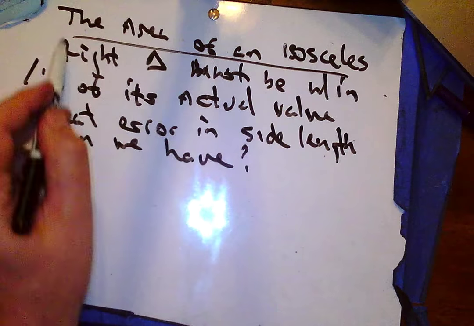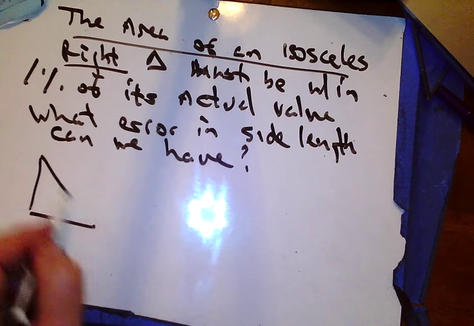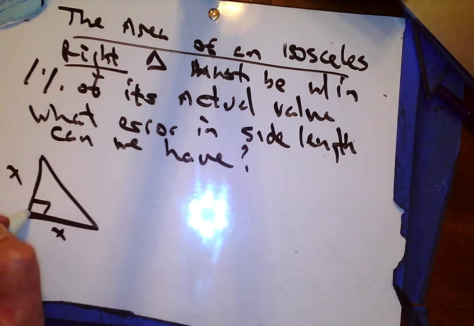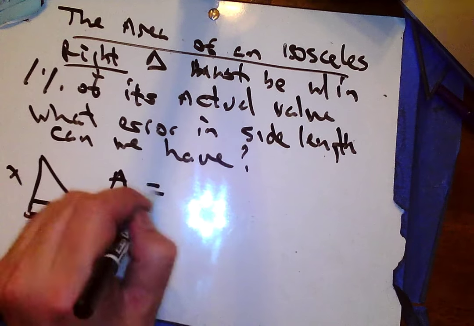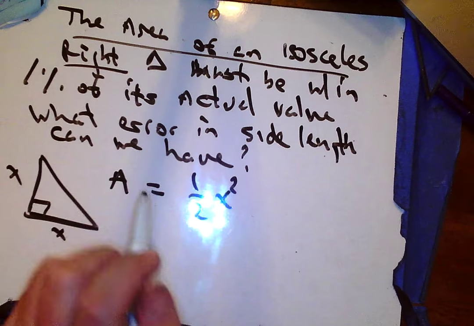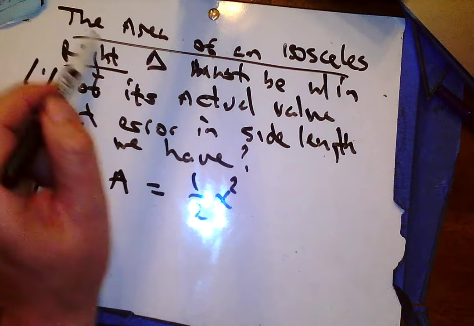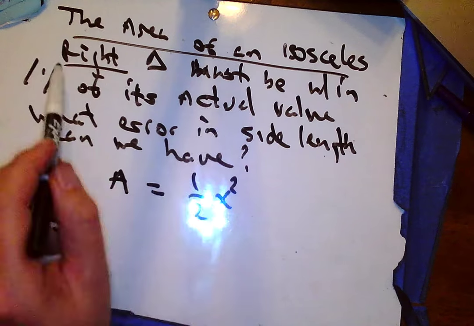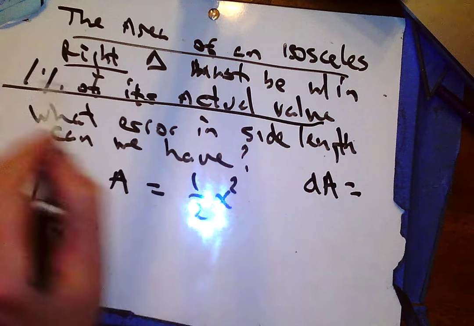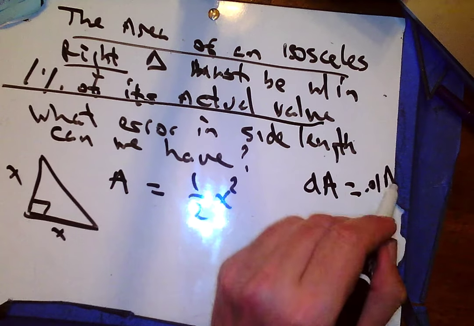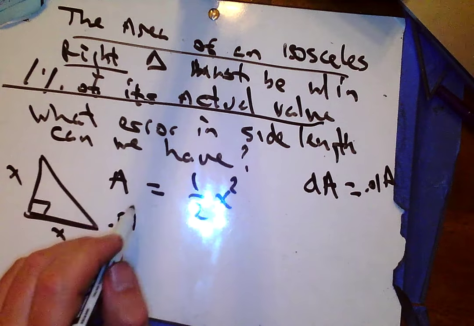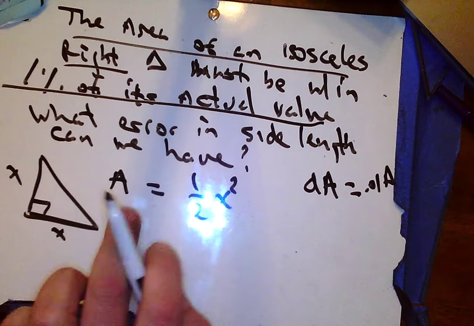So let's think about the area of that isosceles right triangle. That's our good old 45, 45, 90. So base times height times 1/2. Area is 1/2 x squared. Now, I want dA to be within 0.01 of the actual area. Okay, so I can put a 0.01. Oh, but I haven't taken a derivative yet.